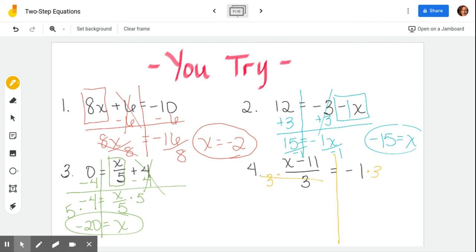So then on the left, I'm just left with that thing on top. The x minus 11 equals -3. Now the opposite of subtracting 11 is adding 11. So I'm going to do that to both sides. And I end up with x equals, let's see, if I owe $3 and I have 11, I could pay my bill and have 8 left over. So a +8.